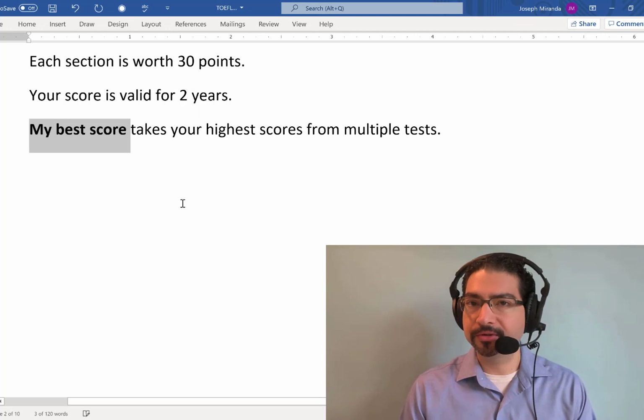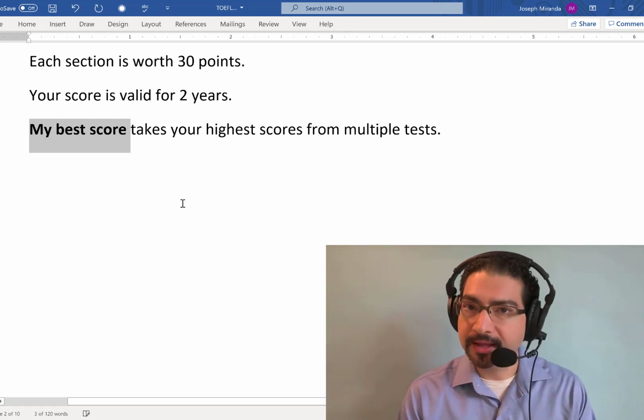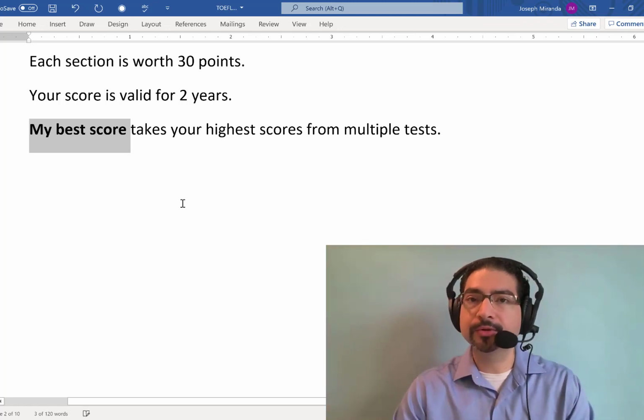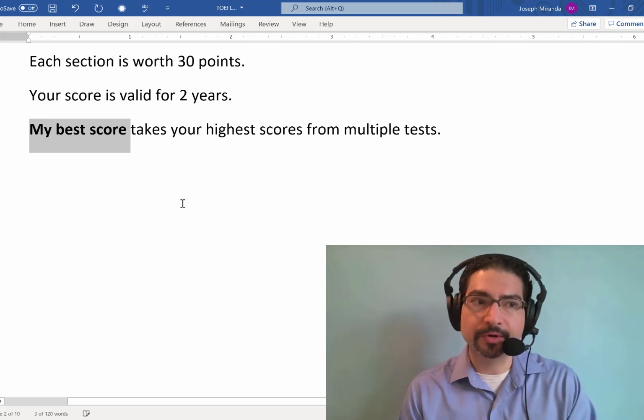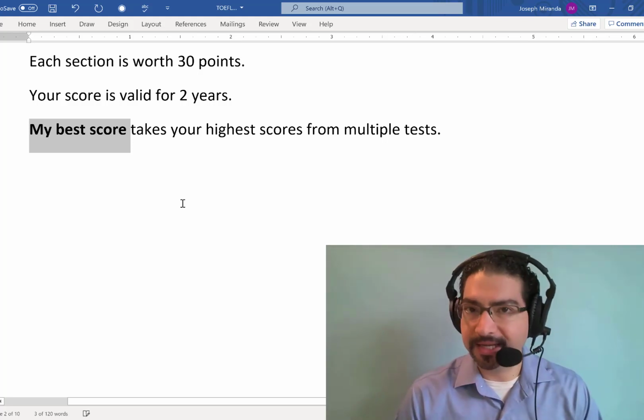Usually you get your scores within about 6 to 10 days, usually 6 now. You check online and they give you a breakdown and your total score. Another thing is you can, of course, request that they send your scores officially to any institution.